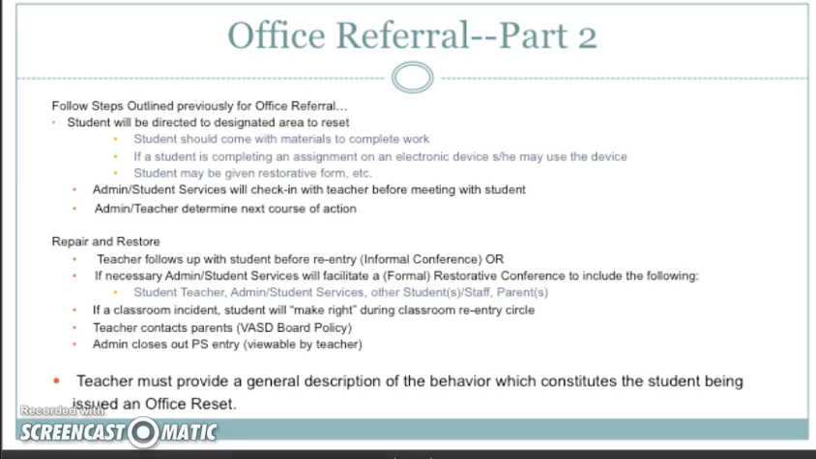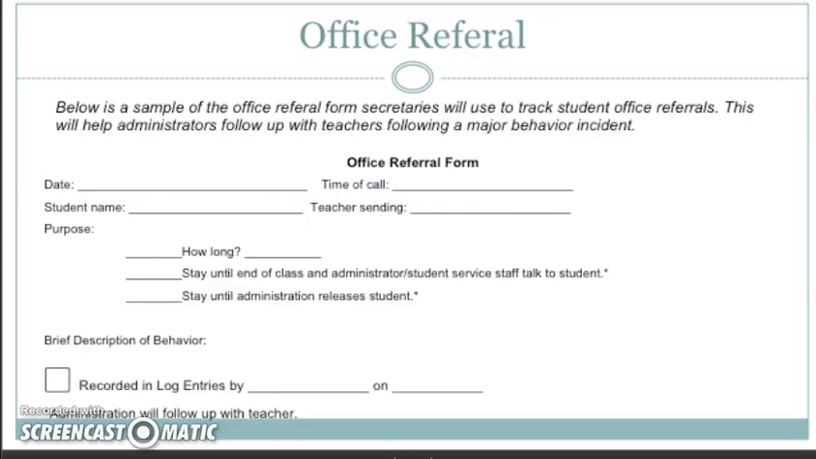Office referrals require parent contact and a written explanation of removal from the teacher. Administration and student services will complete PowerSchool log entries. Office staff will utilize the office referral intake form to aid in communication about student office referrals.